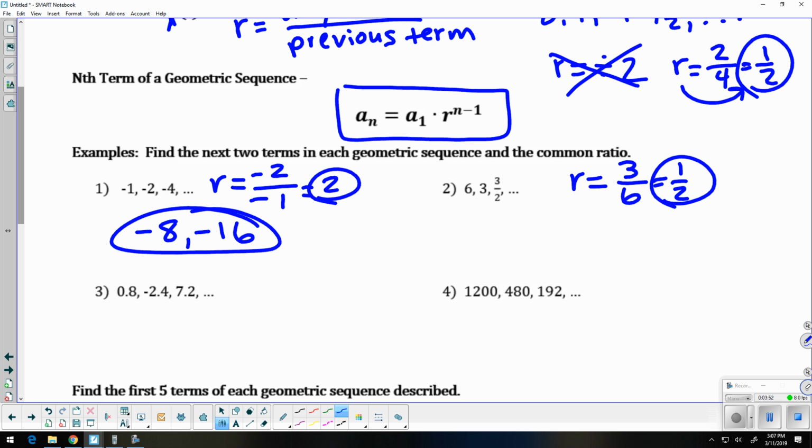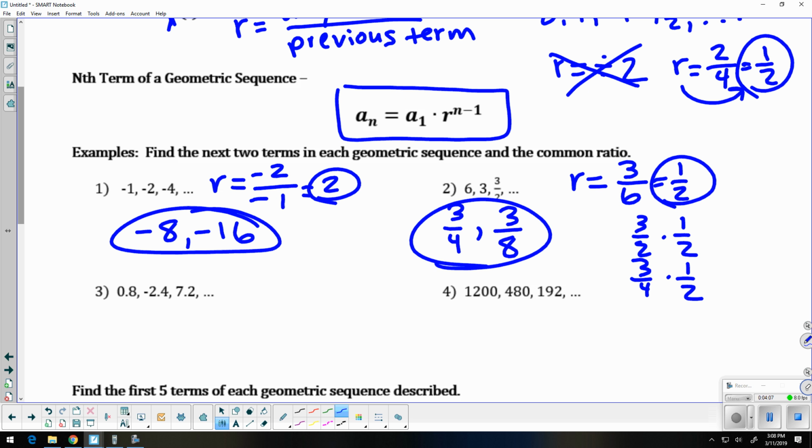But if I multiply by a half the next one, so if I have 3 halves, and I'm multiplying it by a half, well, the next one would be 3/4. And now I'm taking 3/4, and I'm multiplying it by a half, so the next one would be 3/8. There's the next 2 terms.